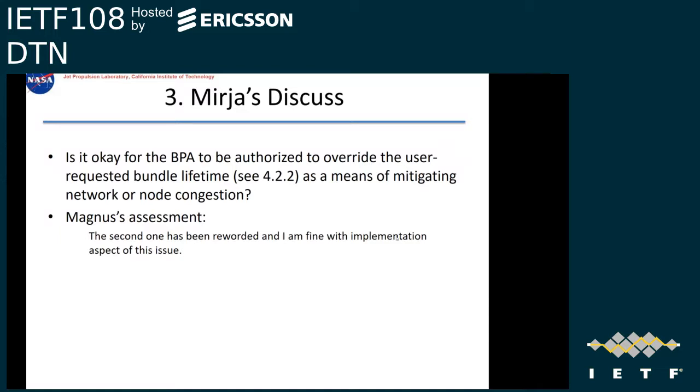Anyone else? If anyone has a strong objection, can I say take it to the list as a thread on the mailing list saying I don't like this or I do like this? That would be really helpful. Oh, someone's in the queue. Ed, go ahead. Always a little bit of lag. Go ahead, Ed.